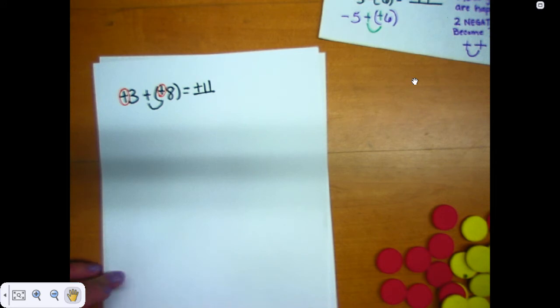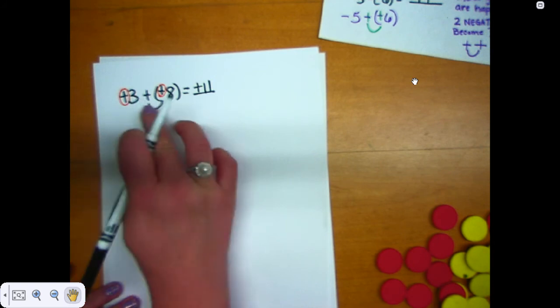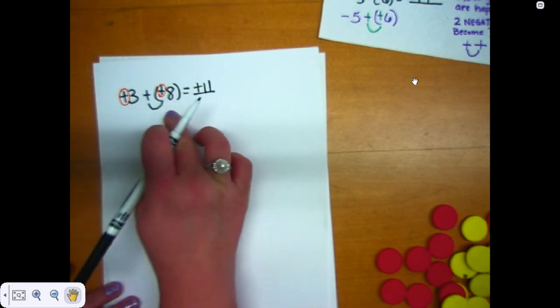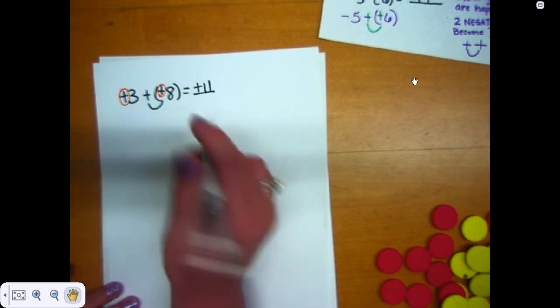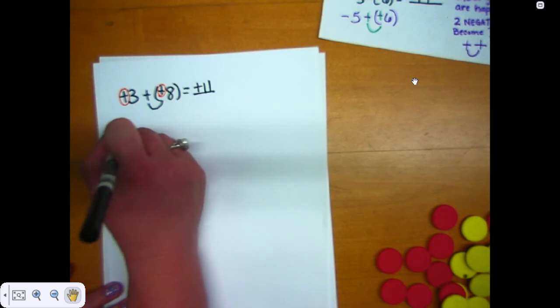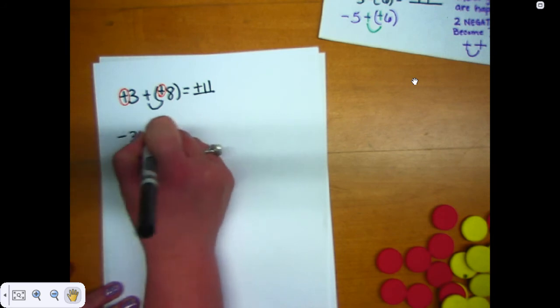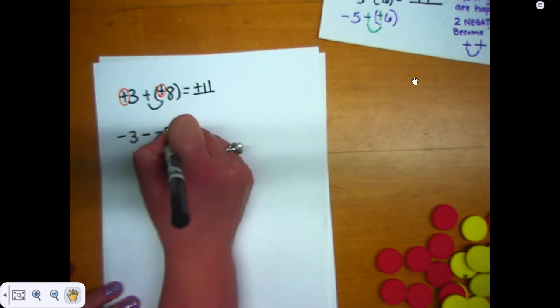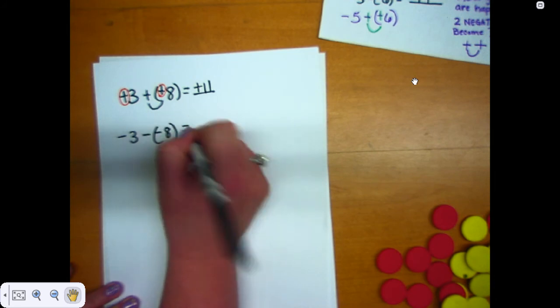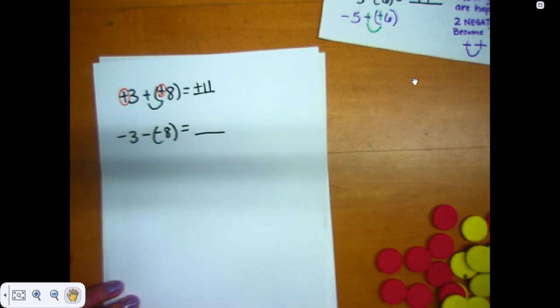Okay, let's look at this same number, except this time we're going to do the same numbers, but I'm going to change the signs, okay? So let's say I have negative 3 minus negative 8. Why would this answer be different?